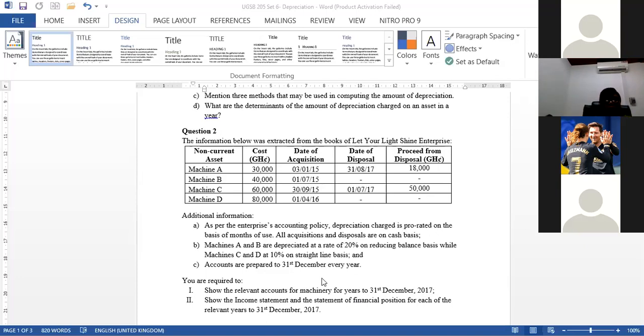Then show the income statement and the statement of financial position extract. So how much value will be represented there? You also have to show it. So let me quickly stop. You have your questions, so I'm going to be relying on you so that we can start the recording.